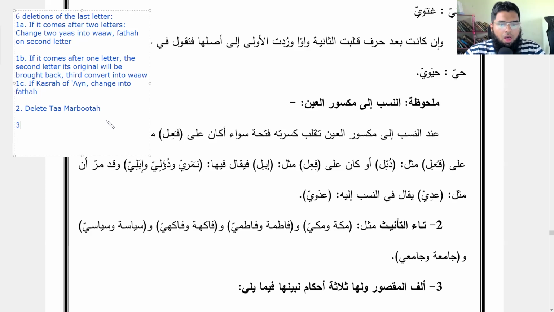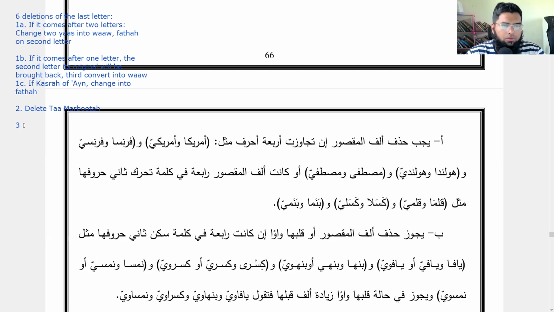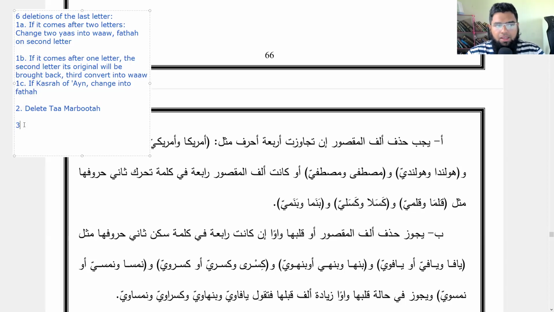Let's go down. So we have to count the letters also. Again, like kursi and this, that. We have to count the letters here. يجب حذف ألف المقصور إن تجاوزت 4 أحرف. If it is more than 4 letters, you have to count 1, 2, 3, 4. America, America. So just delete it. So America: Hamza, Mim, Ra, Ya, and Ka is 5. So the Alif has come 6th.